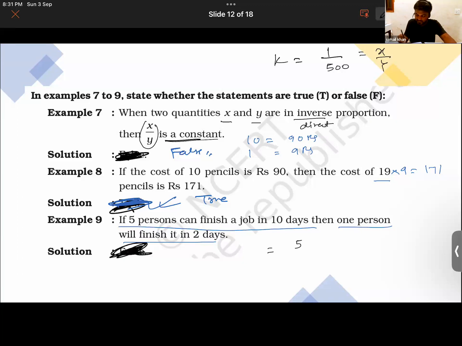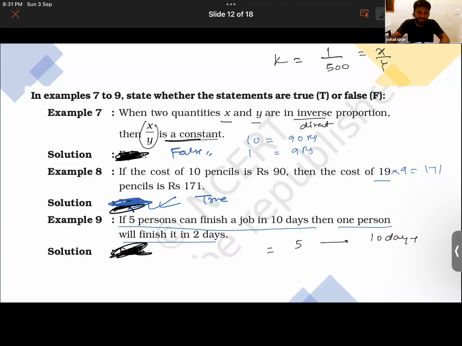So 5 persons finish the work in 10 days, right? Then how can one person finish the same work in 2 days? It will obviously be more than that. So here we will be stopping, and in the next class we will be talking about inverse proportion, right?